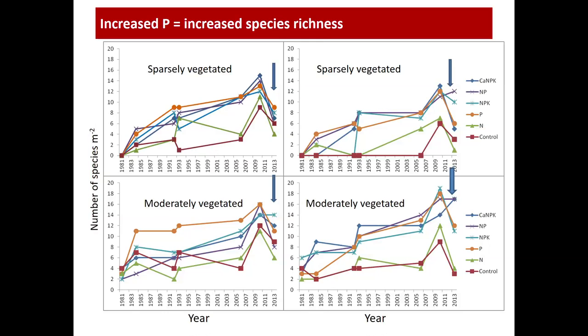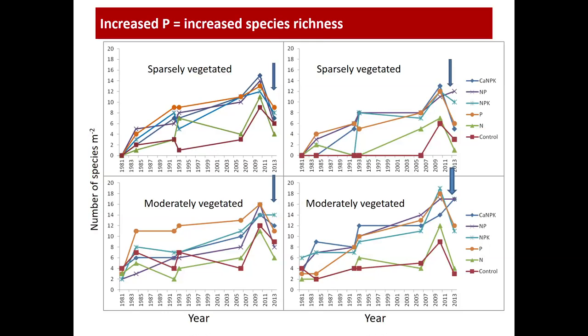The other thing to note is that there's a general increase in species richness, regardless of whether it is on sparsely vegetated debris or moderately vegetated debris. And that general increase peaks at 2010 before dipping again. So the general increase we think is probably because we've found in previous publications we've reported that there's been a gradual increase in the growing season on the Keen, so a general warming, so probably more plant growth.